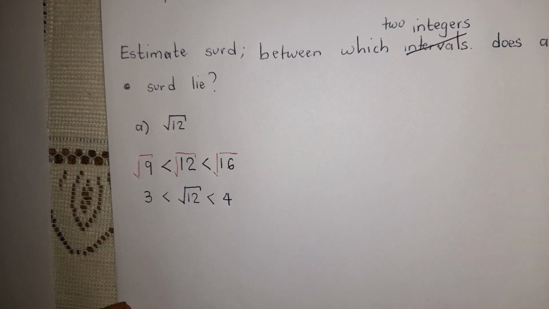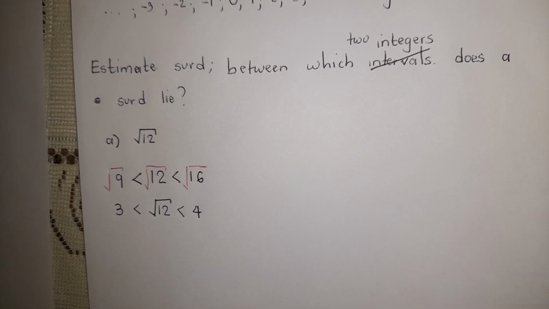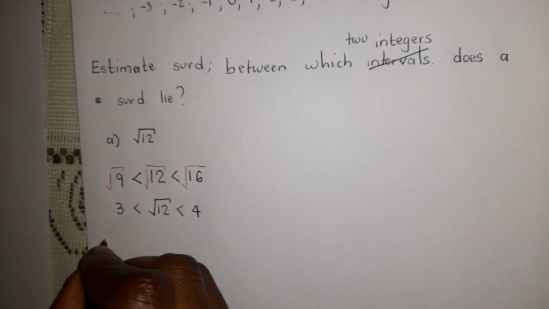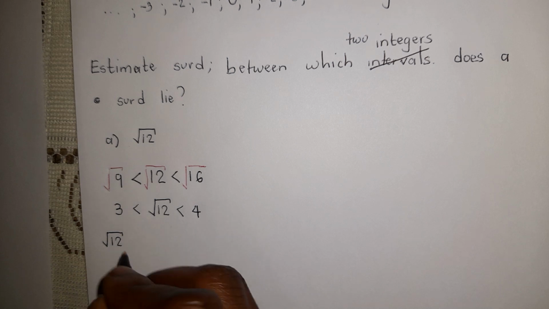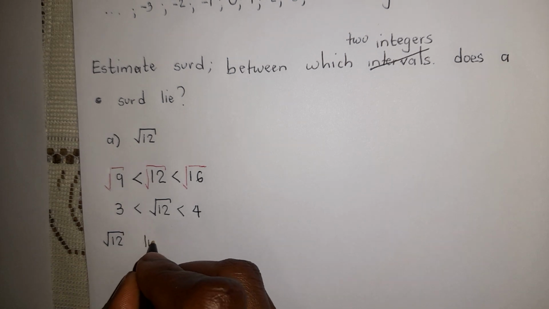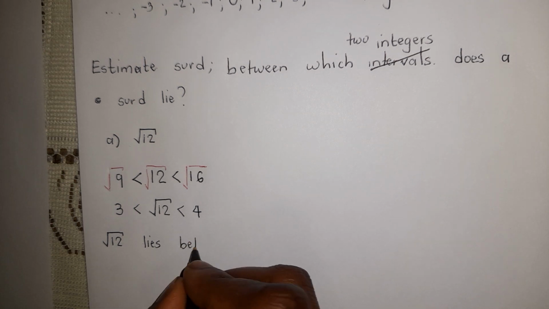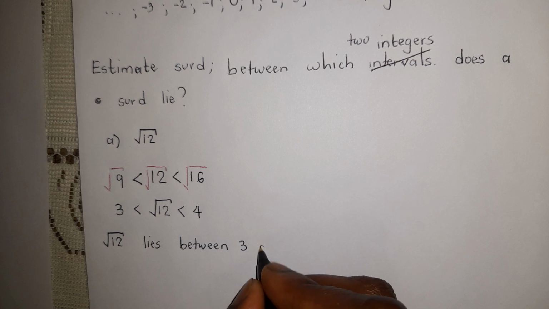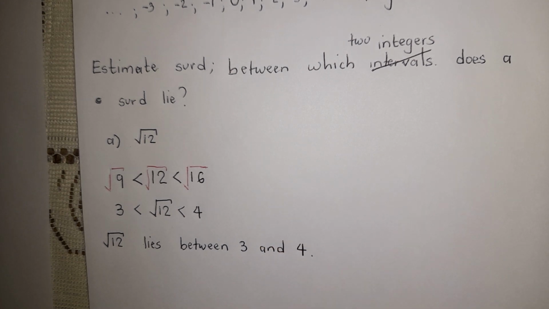Therefore, to answer the question, between which two integers does a surd lie? So which surd are we talking about? The square root of 12, not a 4, pardon me. The square root of 12 lies between which two integers? It lies between 3 and 4.